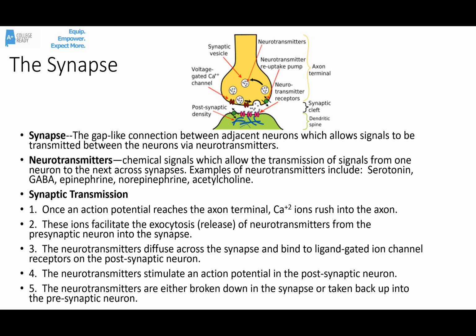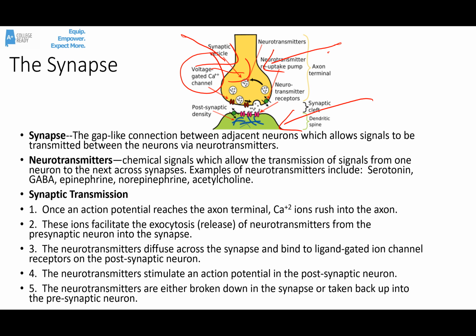Let's look a little more closely at the synapse. So the synapse, again, is the connection between the axon terminal on one neuron, the presynaptic neuron, and the dendrite on the next neuron. It's kind of a gap-like connection. So once an action potential reaches the end or near the end of that presynaptic neuron, the voltage causes an influx of calcium ions, which in turn help to force out neurotransmitters through exocytosis into the synapse.